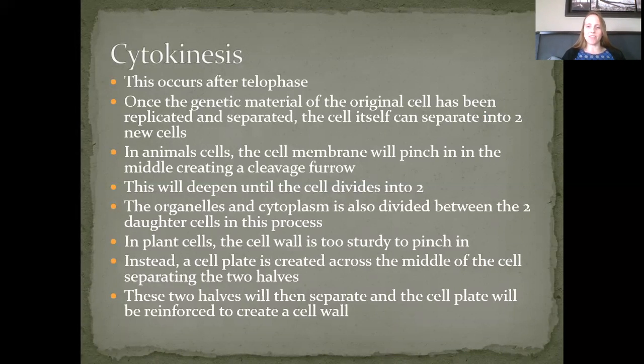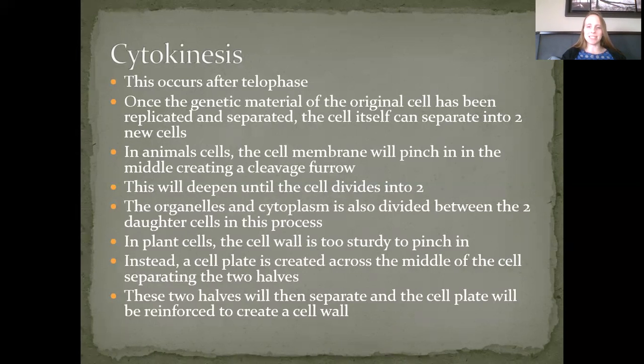The pinching in that's happening between the two new cells will just keep deepening and deepening. That's called the cleavage furrow, that deep V that's going to form until eventually those two sides pinching in will touch, and then the two cells will separate from each other. In plant cells, the cell wall is too sturdy for that to happen, so you don't have any pinching in or cleavage happening in plant cells.